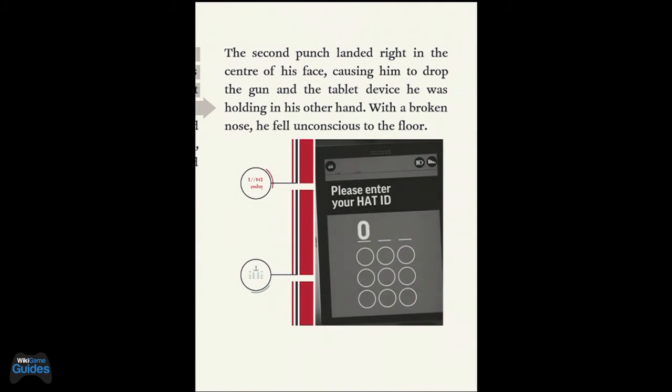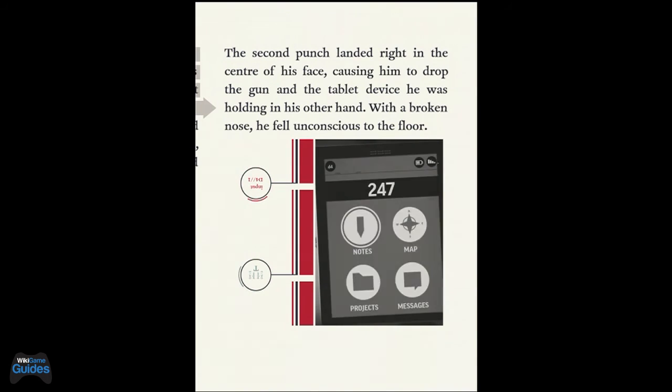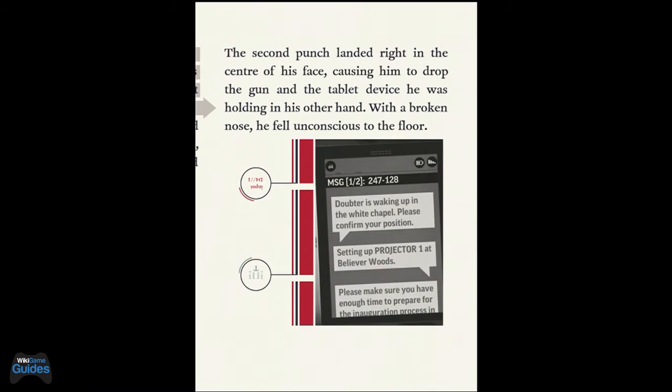Alright, so here we want 2, 4, 7. Oops, I'm sorry, I can't count. 2, 4, 7. So everything else on the tablet is irrelevant. All we care about is the messages and the map. So let's go to the messages.